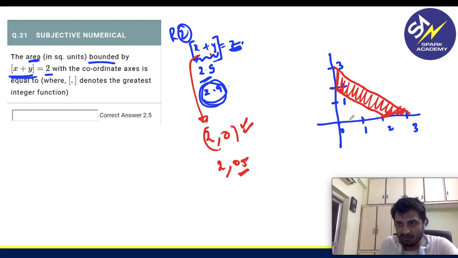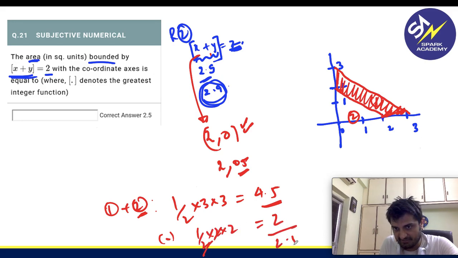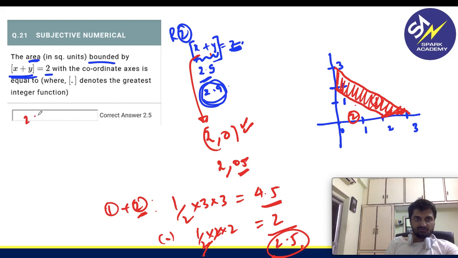Now observe, if you want between these two, I can say this is 1, this is 2. So total area 1 plus 2, I can write it as half into 3 into 3, which is 4.5. Minus, if I do the second part, second equation is this, which is half into 2 into 2, which is 2. 4.5 minus 2 is 2.5. Answer is 2.5. So again, this is graph plotting solving. Simple.